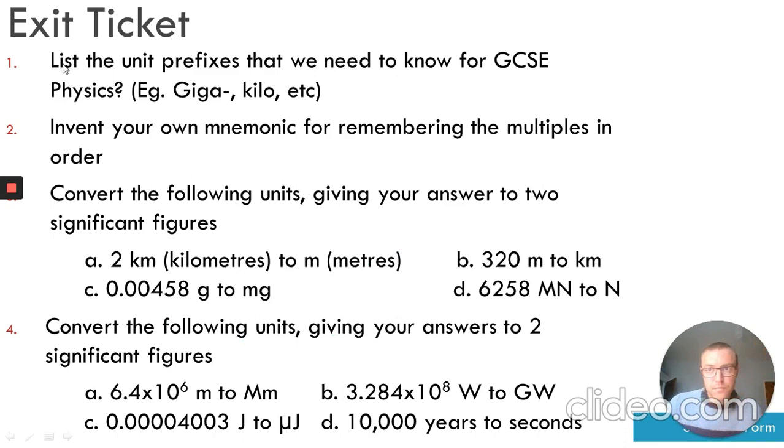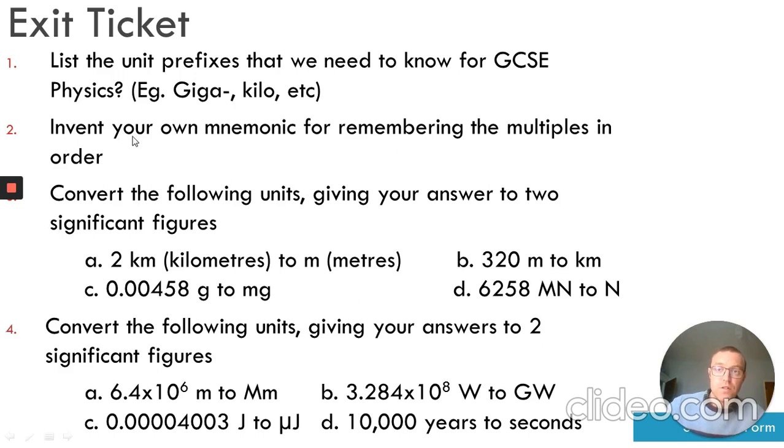Number 1, list the unit prefixes that we need to know for GCSE Physics. And they're going to help you out an awful lot for biology and chemistry too. And also in just general life. So, Giga, for example, Giga and Kilo. List the unit prefixes, and if you could do it in order, please, from largest to smallest. The largest you need to know is Giga. That's the clue I'm going to give you.